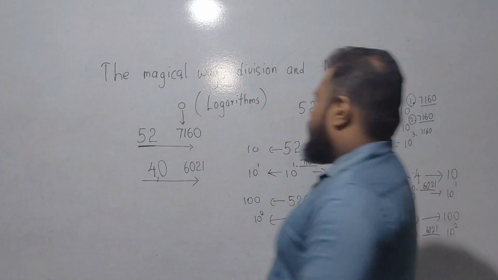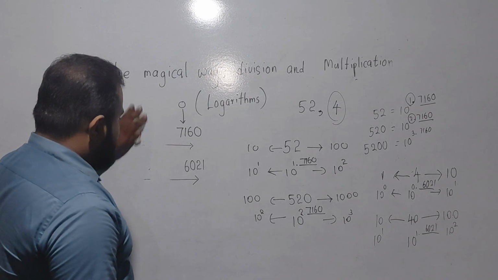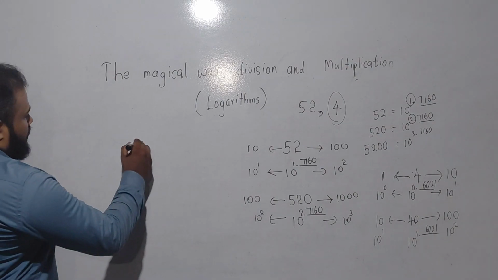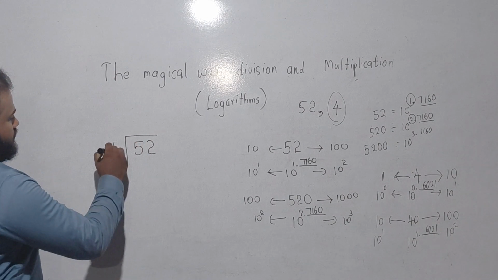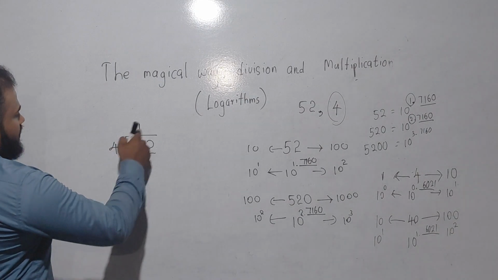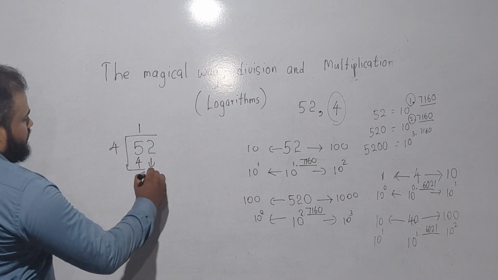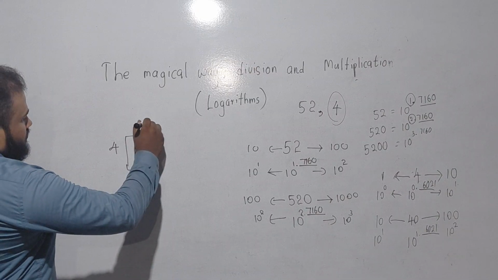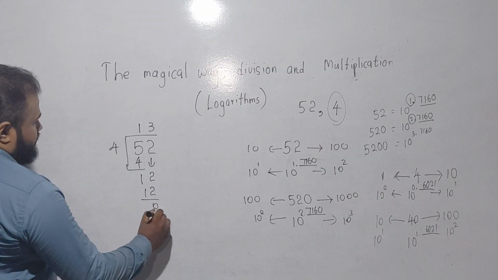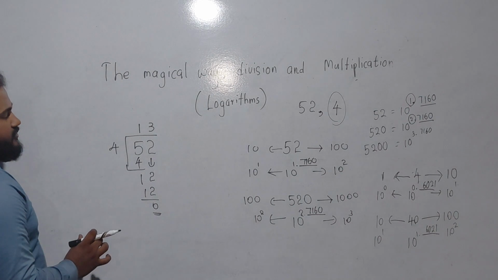Now think we need to divide 52 by 4. We need to divide 52 by 4. 52 divided by 4. How to do this? It's easy. 5 has how many 4s? 1. 1 times 4, 4. 5 minus 4, 1. Take this 2 down. For 12, how many 4s? For 12, it's 3. 3 times 4, 12. 12 minus 12, 0. We know 52 divided by 4 will give us 13.